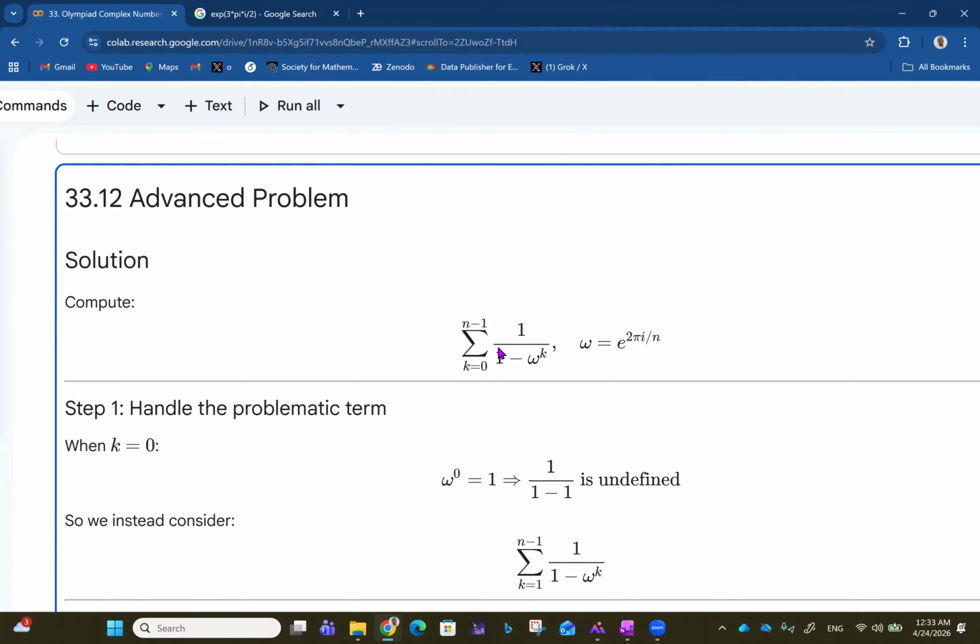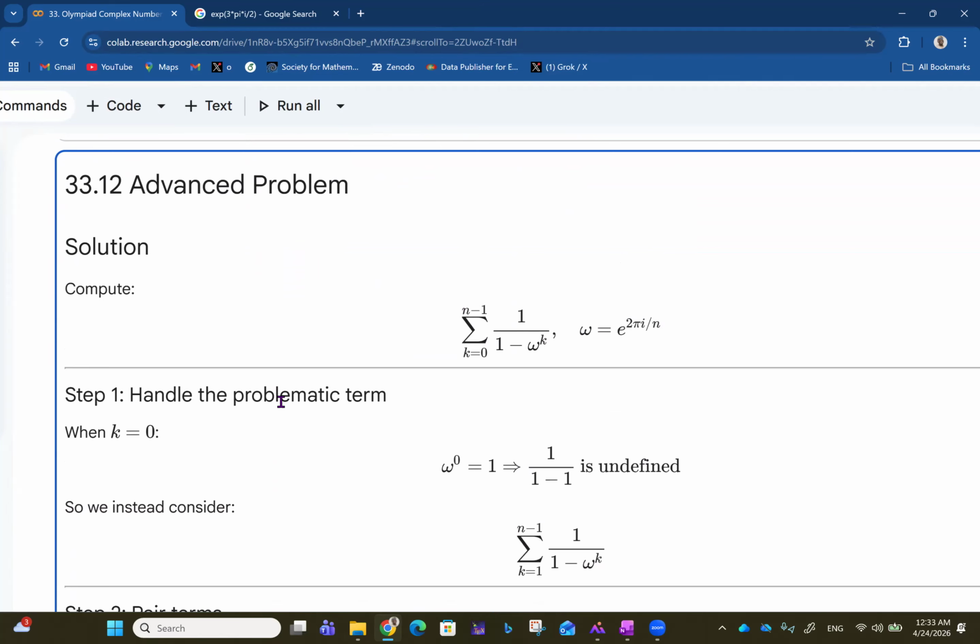We want to compute the summation from k equals 0 to n minus 1 of 1 over 1 minus omega to the power k, where omega is e raised to the power 2 pi i over n. So what we now need to do is step 1, we handle the problematic term. The problematic term is when k is 0. That is 1. It's problematic because this function will be undefined. We have omega raised to 0 being 1, and then 1 over 1 minus 1 is undefined. So we instead consider the summation from k equals 1 to n minus 1, because at 0 it will be undefined.